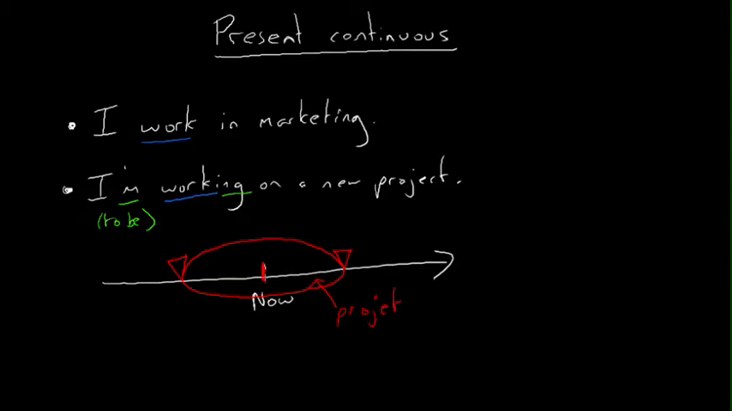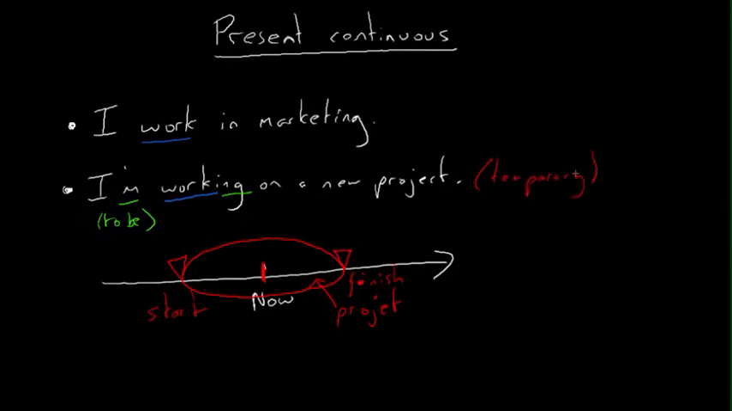Well, I can say that now, but I'm not. I'm sitting at my computer. I'm not in my job working on my new project. But it is still something before now and after now, starting before now and finishing after now, so it satisfies our rules. And so in English we can see this as something temporary.